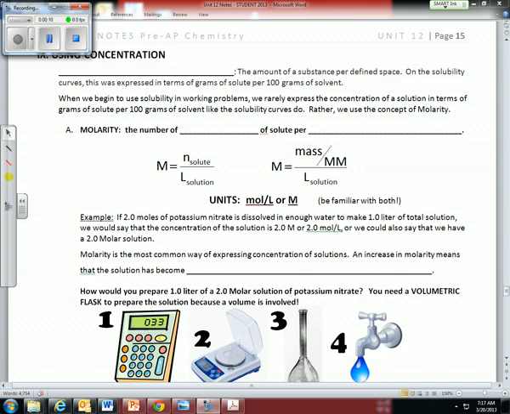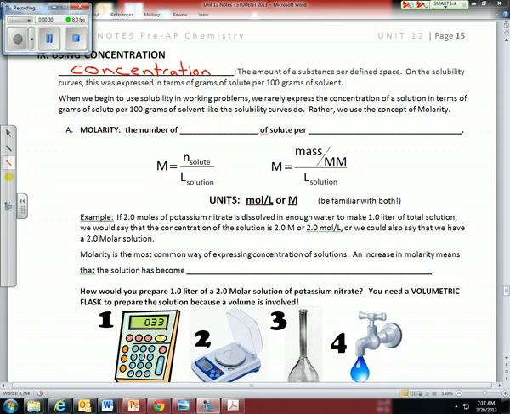Besides deep thinking, deep thoughts from Mr. Harridan. But no, concentration is the amount of substance per defined space.